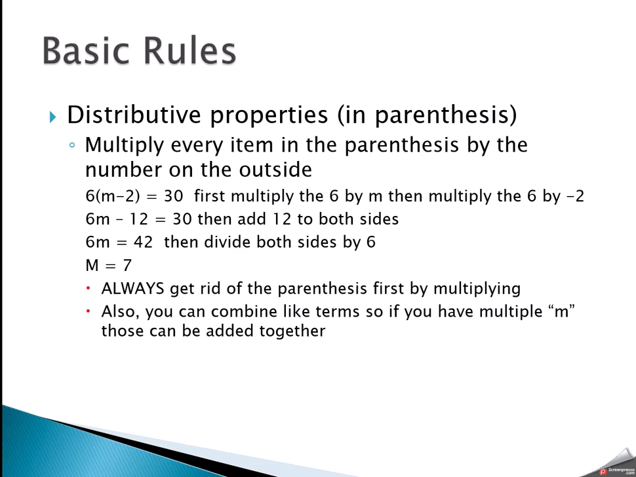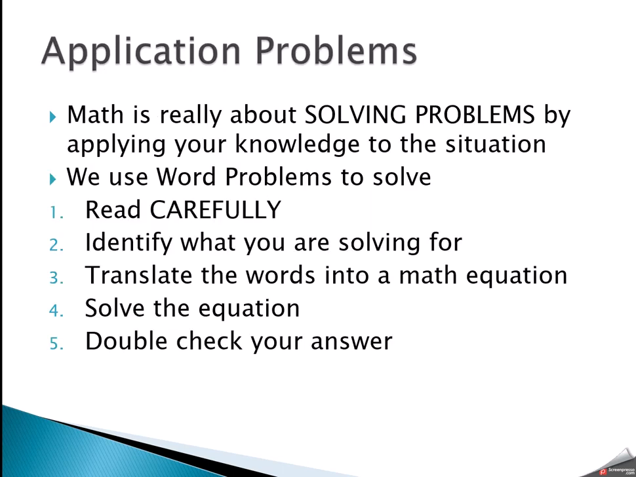And then we're back to our adding and subtracting and multiplying and dividing. Our first thing is to add 12 to both sides of the equation. So that's 6m equals 42. Again, to get that m by itself, now we have to divide both sides by 6. So then m is equal to 7. You always have to deal with the parentheses first and then get it down to a level that you can simplify.